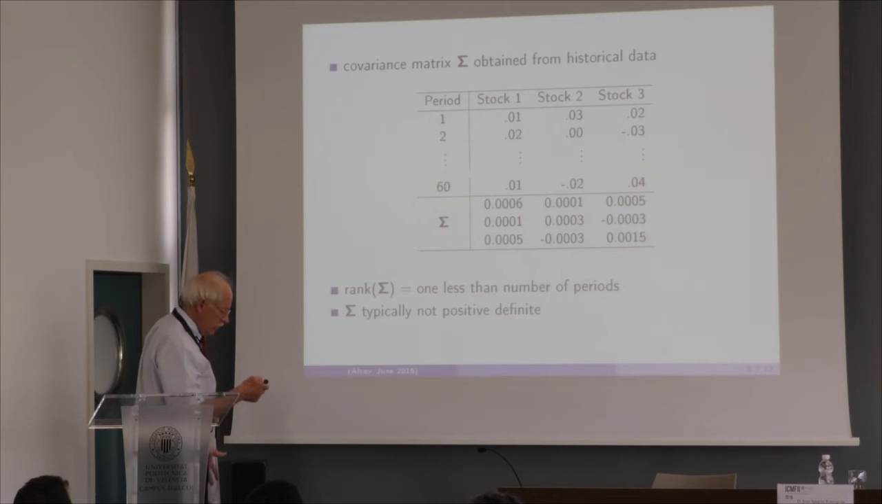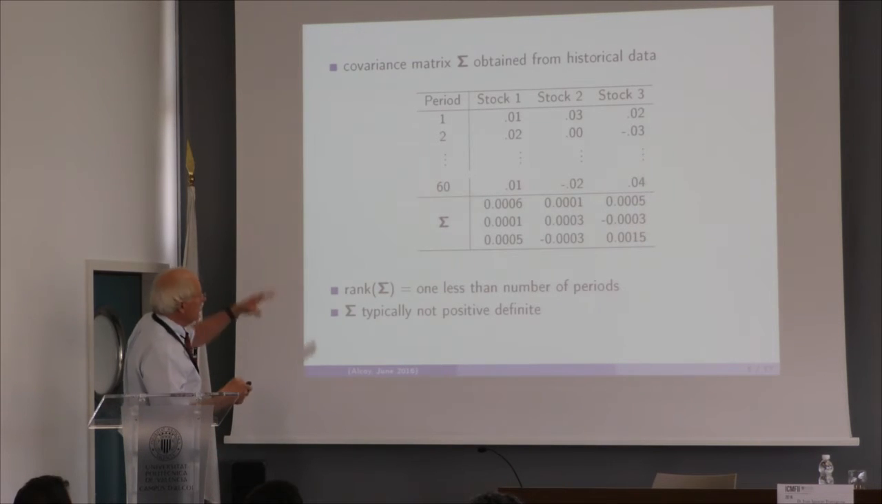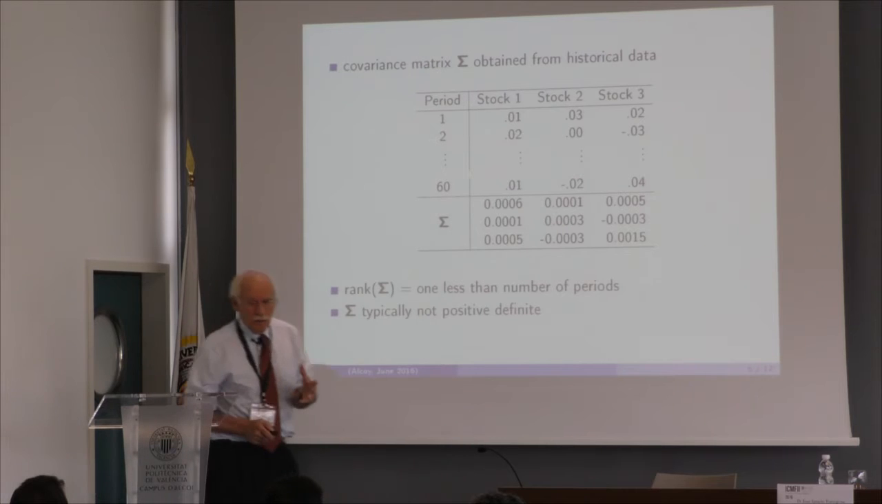Now, this is using historical data. This is just to suggest how historical data is used. And so, how do you get the covariance matrix? Okay. Let's say we're looking at 3 stocks, and we look at them for 60 periods. A typical period is 1 month.